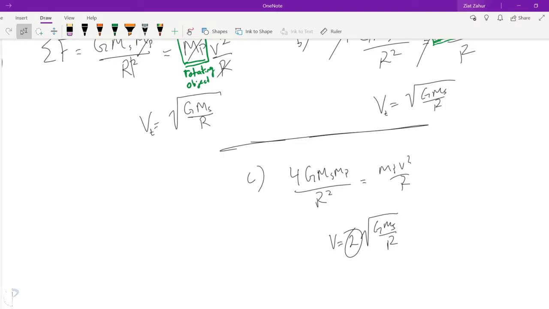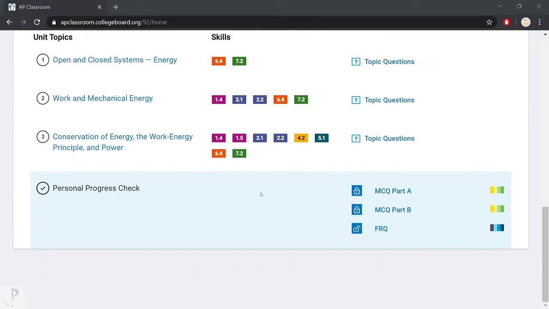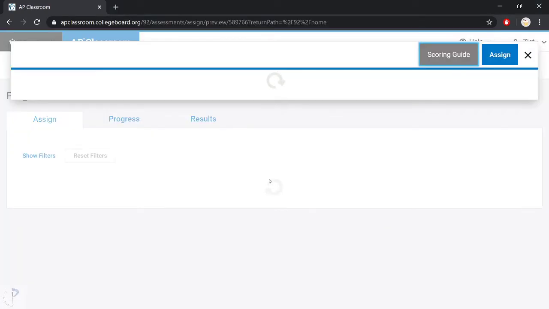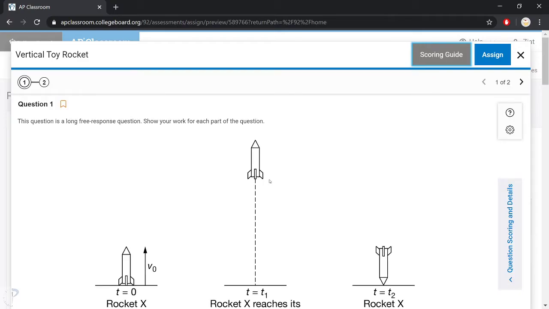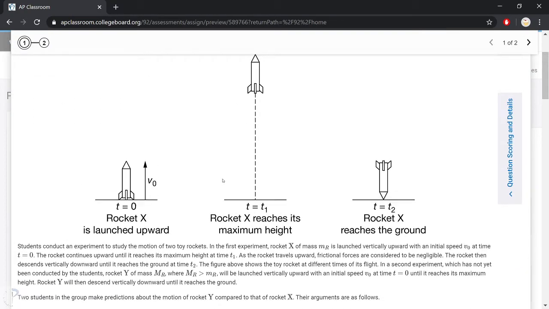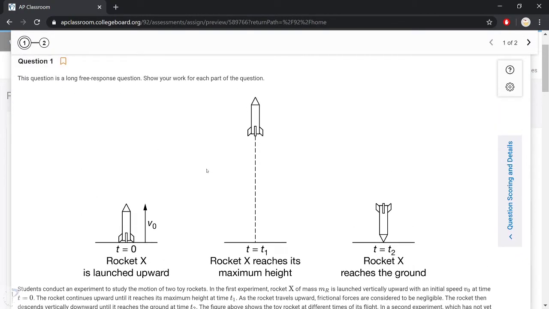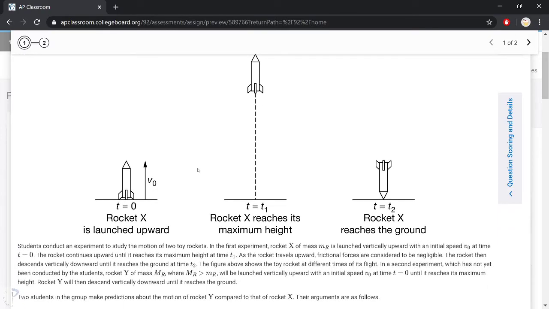Okay. All right, let's move on to Unit 4. Rocket equation. Whoa, well, not really. Rocket question. This is a long free response.